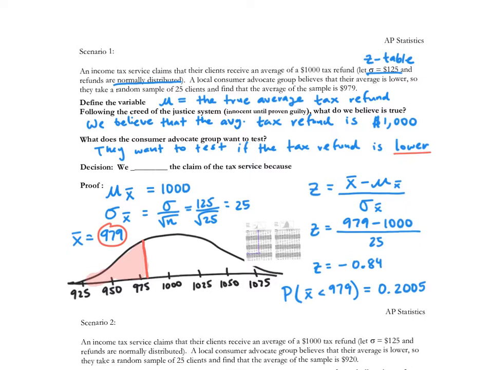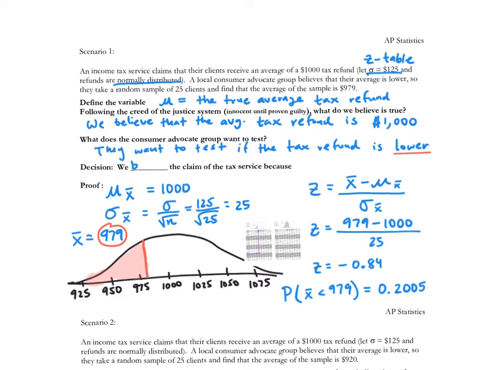I would say it's pretty common, because remember it says an average tax return of $1,000, so that can be plus or minus 1,000, so it can be slightly off. Okay, so my conclusion is going to be here. I'm coming back to this point here. What decision are we going to make? Are we going to believe the claim of the tax service because of the proof that we got, or are we going to fail to believe it? And I'm going to say we're going to believe it.